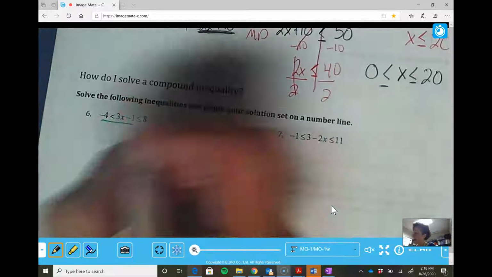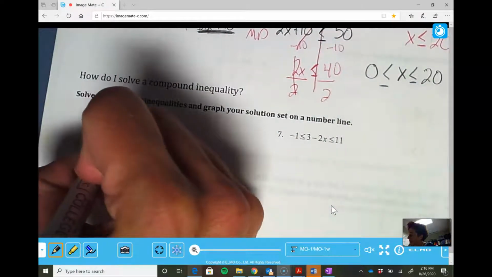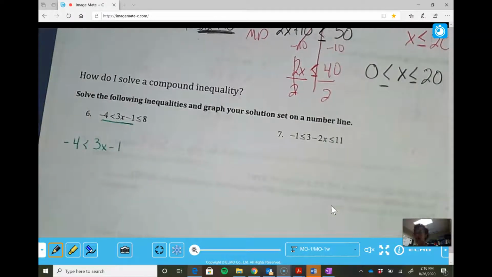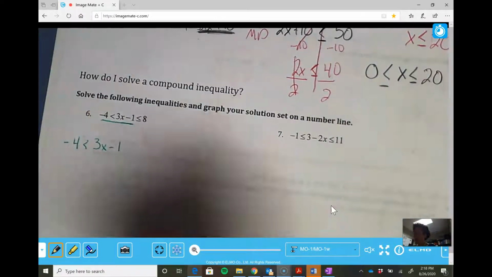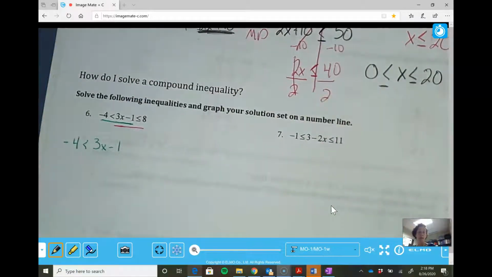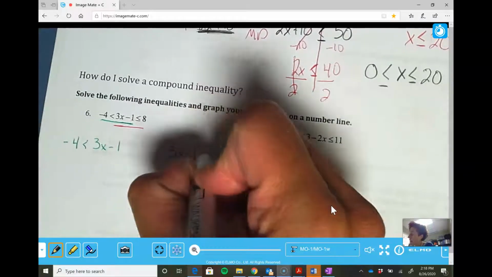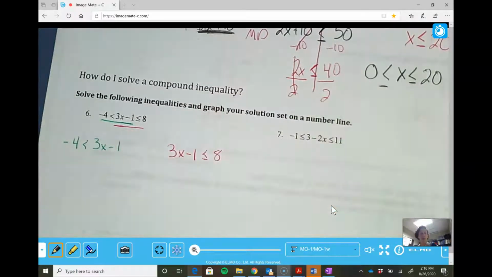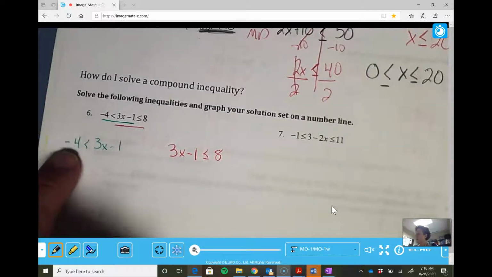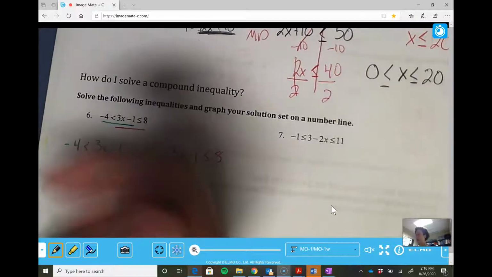So there's one problem: negative 4 is less than 3x minus 1. And then the other problem I need for you to focus on is that 3x minus 1 is also less than or equal to 8. And you're just going to have to solve the two problems. You'll have the same steps as you solve them, but you're going to see different results because of what 3x minus 1 is being compared to. So either way, we are solving for x.